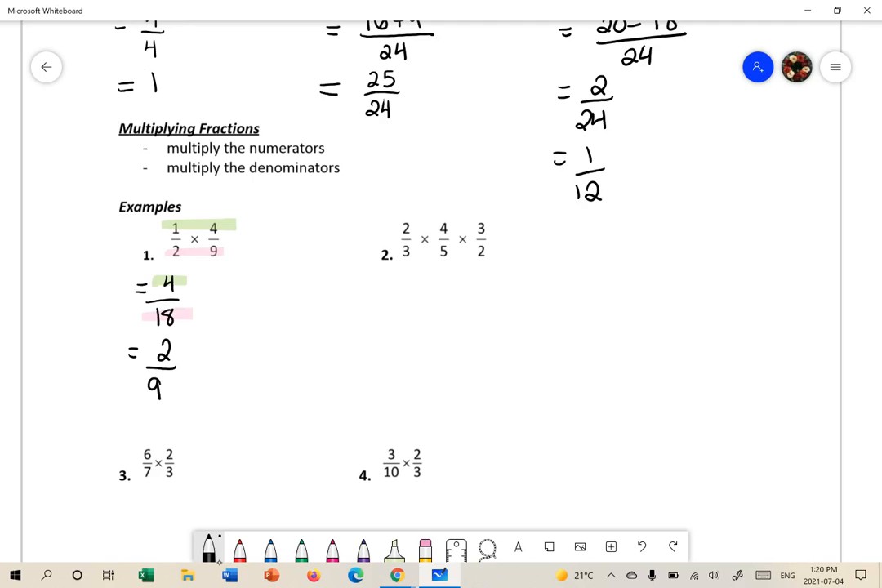Next, so we're going to multiply all the numerators together, and then we're going to multiply all the denominators together. So 2 times 4 is 8, and then 8 times 3 is 24. And my denominators, 3 times 5 is 15, 15 times 2 is 30. And then reducing my fractions, I'm going to divide both by 6. So 24 divided by 6 is 4, and 30 divided by 6 is 5.